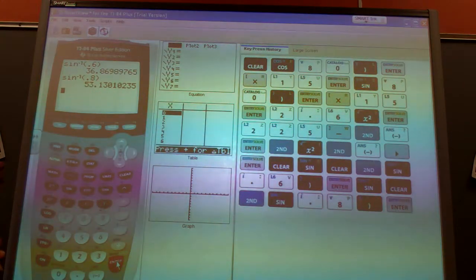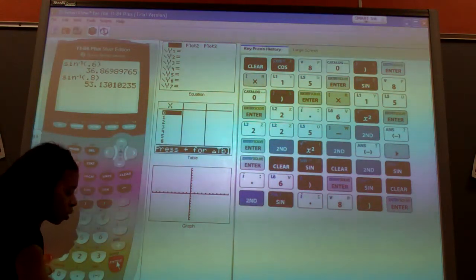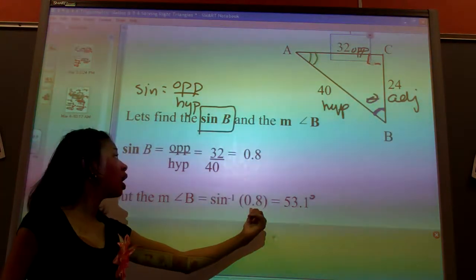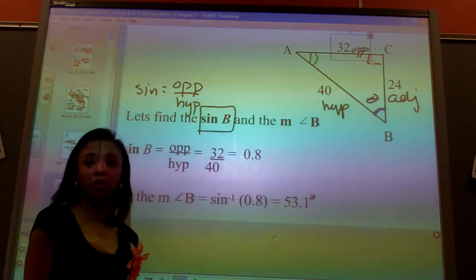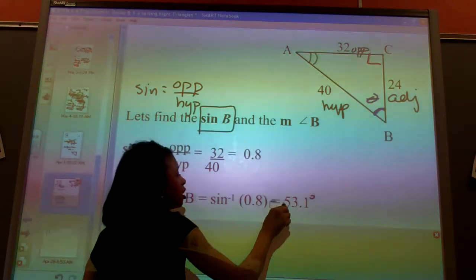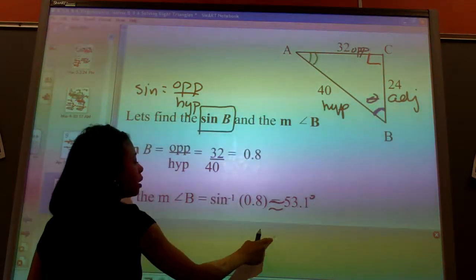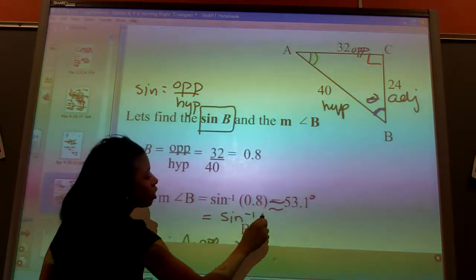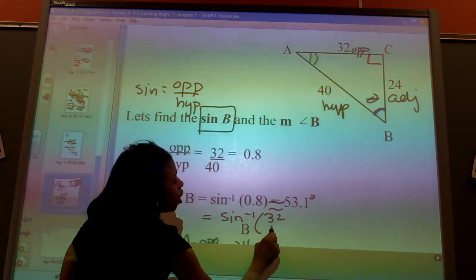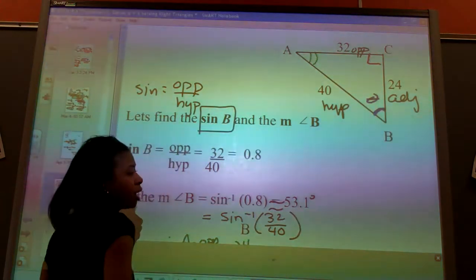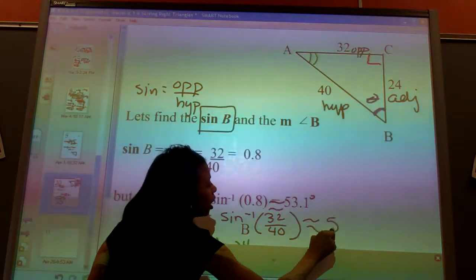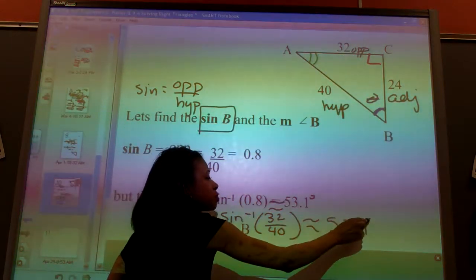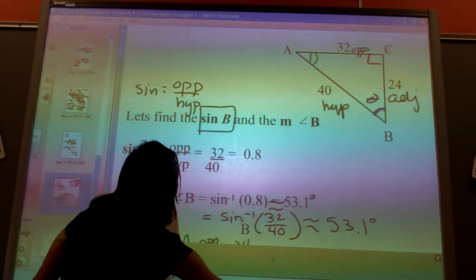It's 53 roughly and 1/10. So 53 and 1/10. Okay, so when I plug it in, the inverse of the opposite over the hypotenuse is 53 and 1/10 degrees. And I'm going to put an approximation because I rounded again. And I'm just going to show you really quickly this here. This is the sine inverse of, really, I could have put this in the calculator, 32 over 40. And it should still give me the 53 and 1/10 because what is sine? Opposite over the hypotenuse. Okay? And it should work out beautifully here.